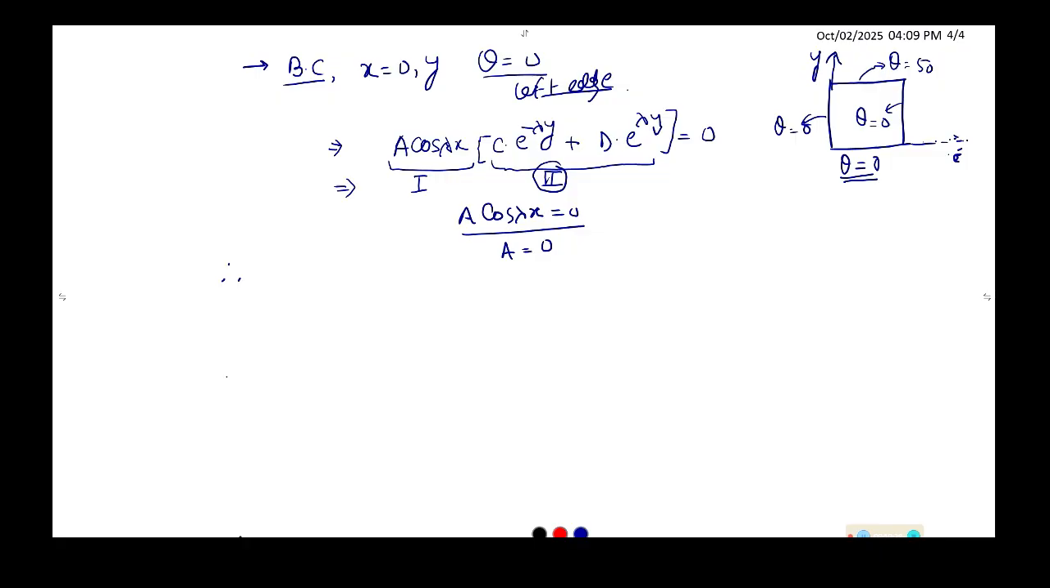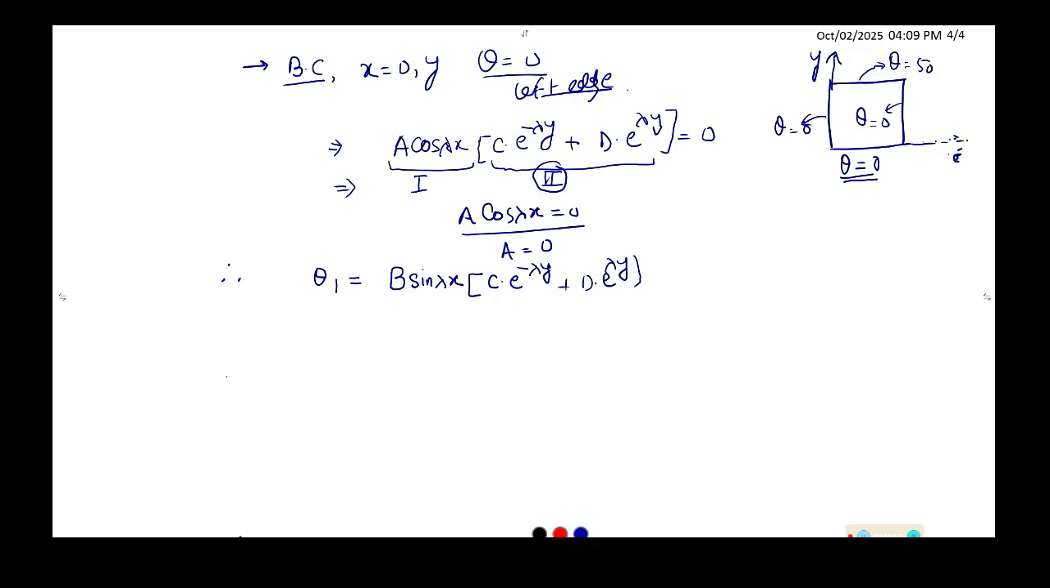Therefore, the previous equation theta 1 can be updated as theta 1 equals b sine of lambda x into (c e to the power minus lambda y plus d into e to the power lambda y). So this is the updated equation.